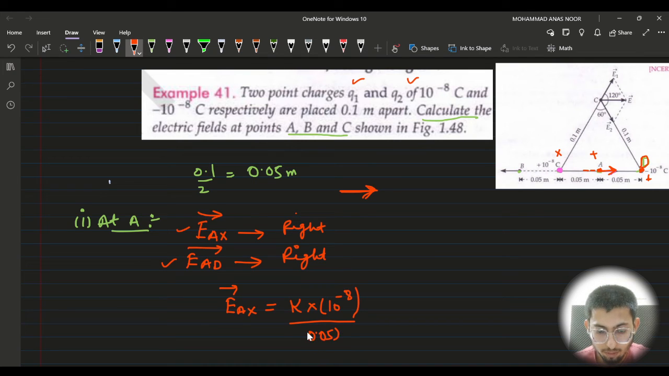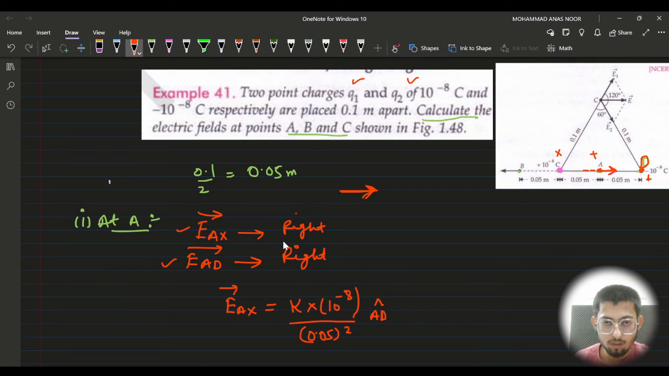2.05 square, correct? And we will also have to indicate the direction. So let's indicate this by, can we write AD unit vector, isn't it? Yeah. From A to D, this unit vector.